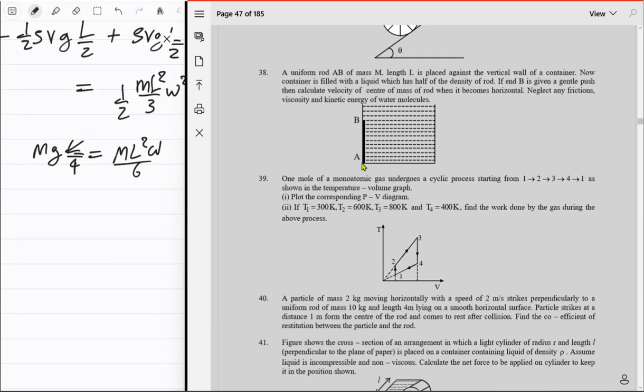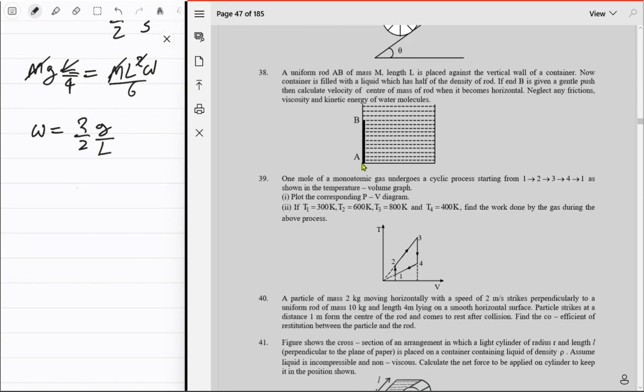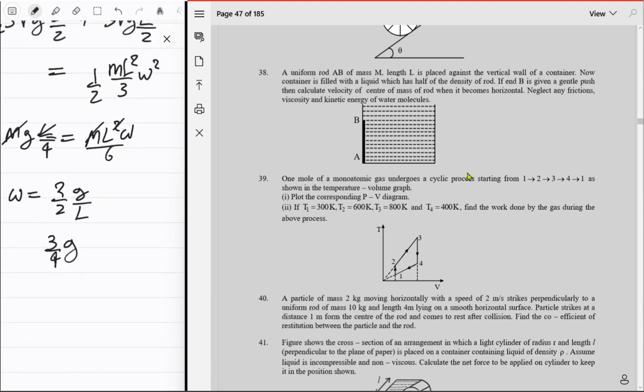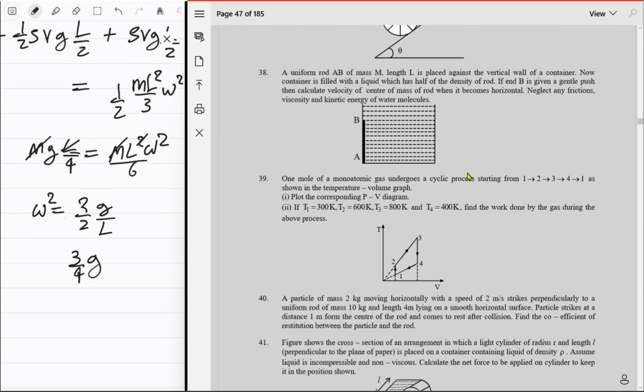तो ये l मरा, ये m मरा. What omega is equal to 3 upon 2 g upon l, I believe. Instead of l upon 2 is just what? 3 upon 4 g. That is the acceleration. It's not what we want. Wait a second. G upon l. Wait, is that correct? No, it can't be, right? It's omega. Wait. Omega square, sorry. Omega square is this thing, right?